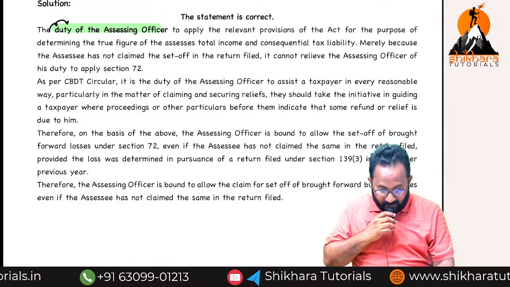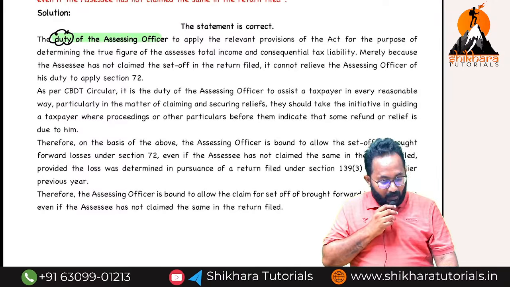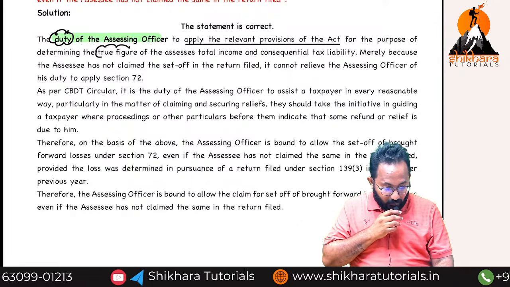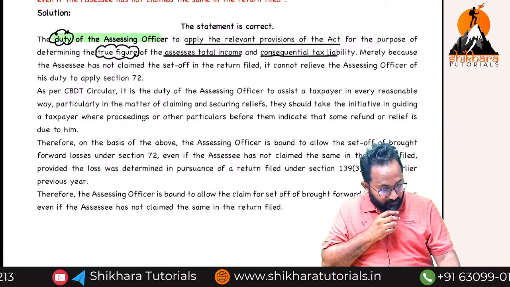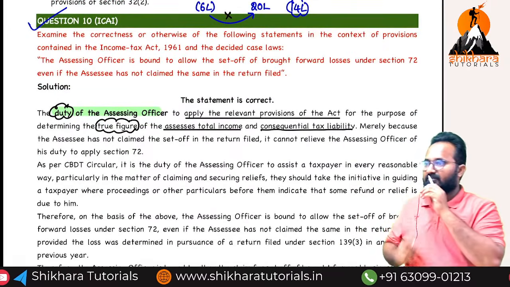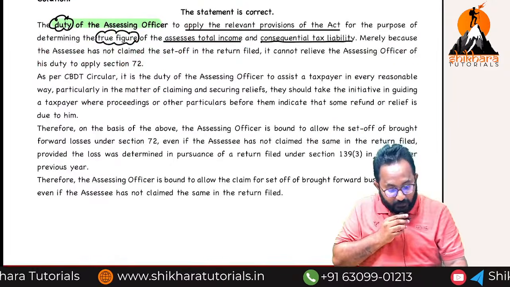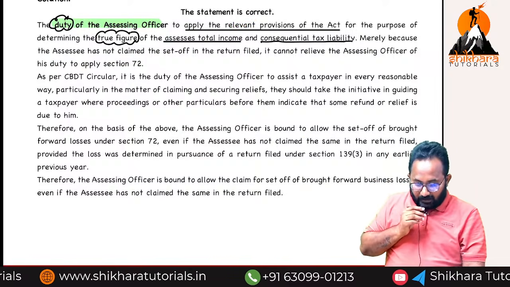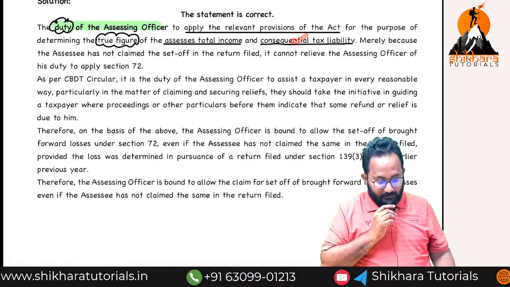Duty means responsibility. They have one obligation. What is it? They are required to apply the relevant provisions of the Act in order to determine the assessee's total income and tax liability clearly. Sir, what provision did we miss in this case? Set off, that is Sections 70, 71, 72 of the Income Tax Act, which we did not apply. Whose duty is it to apply those provisions properly? The assessing officer's duty. After that he can compute the true total income, 14 lakh, and the tax liability.